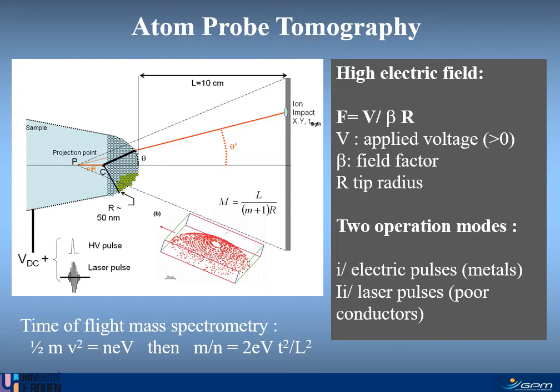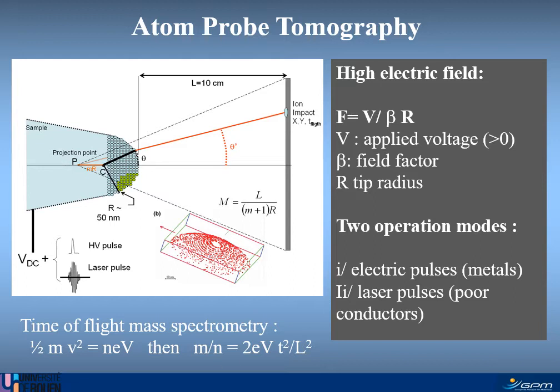If you simply write the conservation of energy, initially, what is the energy? It's essentially electrostatic energy, and this electrostatic energy is equal to the kinetic energy. So from this equation, you can deduce the mass to charge ratio, where n is the ionization number: n equal to 1 means a 1 plus ion, and n equal to 2 a 2 plus ion. So you can deduce from this equation that m over n is equal to this expression.